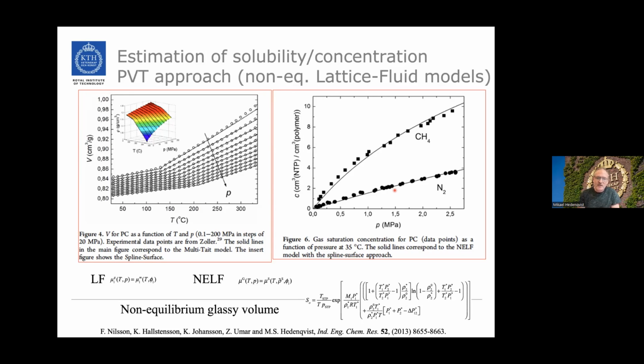For example, using lattice fluid models, as we have done here. Without going deep into the theory, what you need is a PVT diagram, as you see here, for the polymer, and the PVT diagram for, for example, methane or nitrogen. With those data, you can predict not just the trend, but also the absolute uptake values, as you can see here for these two species in polycarbonate, nitrogen and methane. So there are ways not just to see trends, but also to see the absolute uptake.